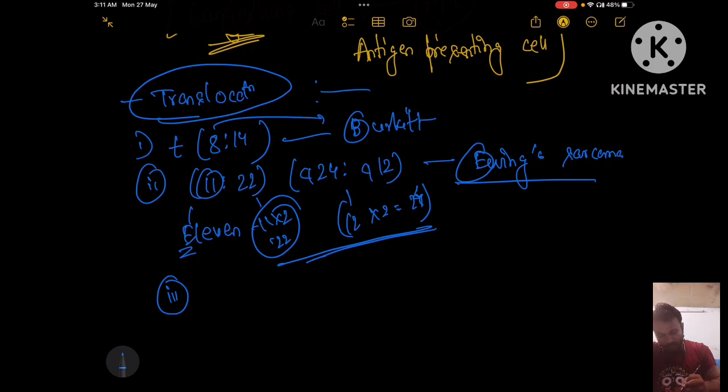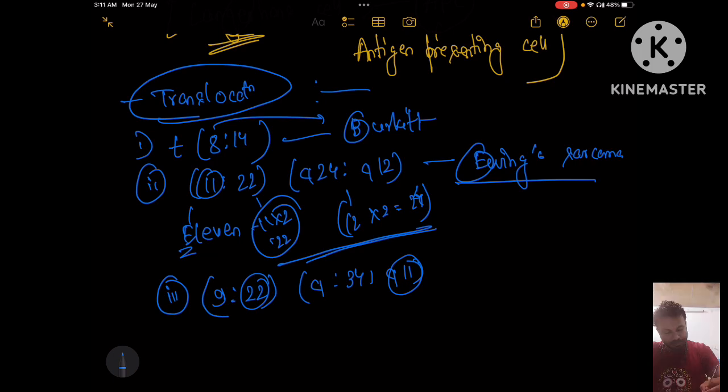Next is t(9;22)(q34;q11). It is seen in CML, Philadelphia chromosome, BCR-ABL gene.